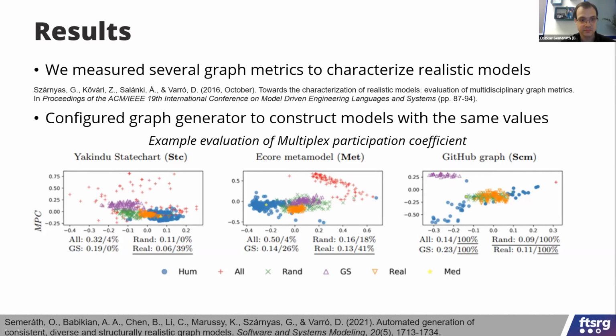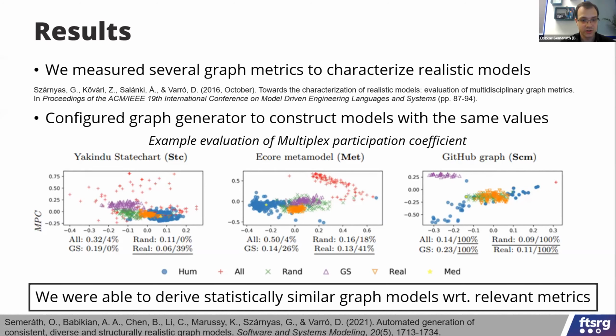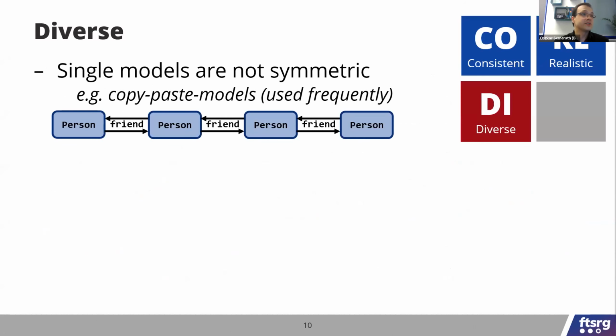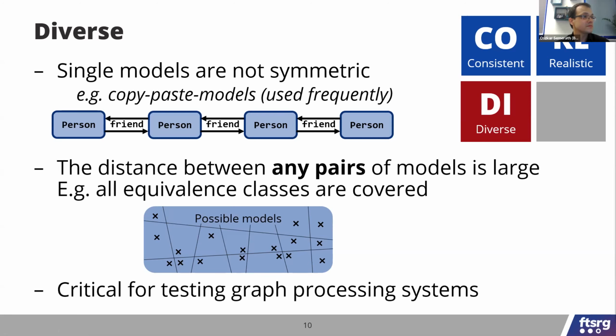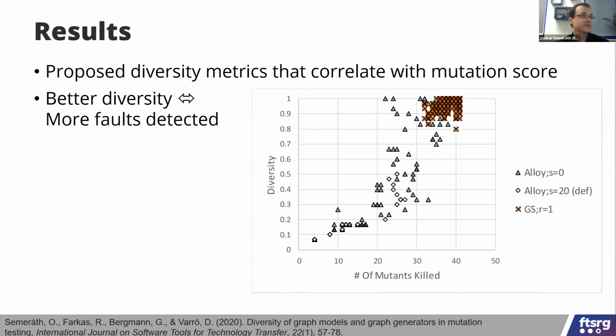And go forward. Similarly, diversity is another important problem. We say that a model generation is not diverse if it generates very symmetric models, for example, copy-paste models, which is frequent in manually created benchmarks. And additionally, we can use this diversity to characterize a set of models where any pair of models is in a different equivalence class with respect to some equivalence classes. And this is critical for testing graph processing systems.